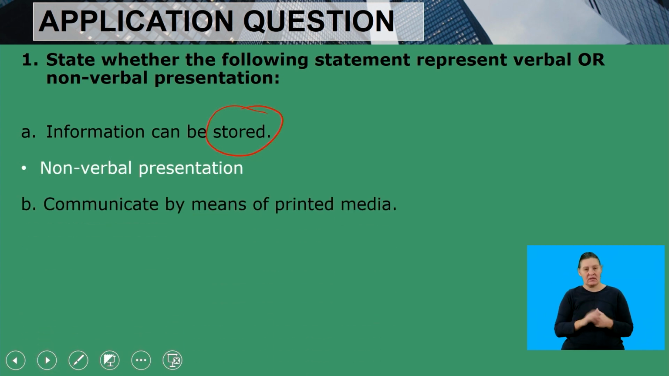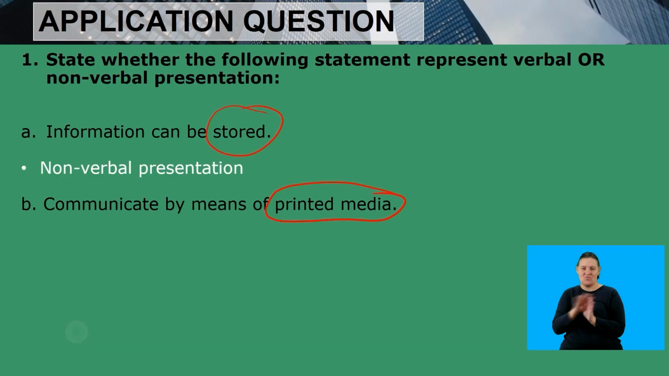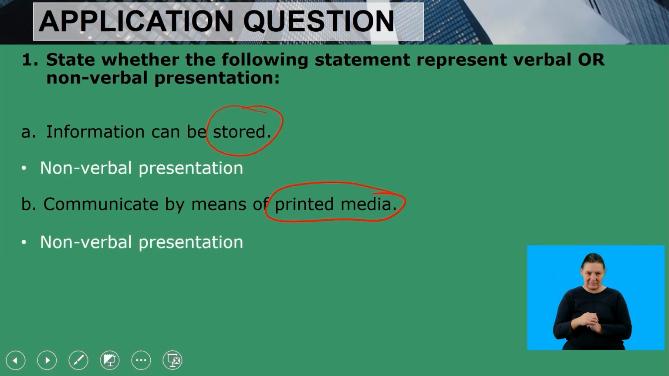Then another question says, communicate by means of printed media. So the term is printed. Is it a verbal or a non-verbal presentation? Because of the term printed, there's no speech, there are no words there, it's just printed. So it's going to be a non-verbal presentation as well.